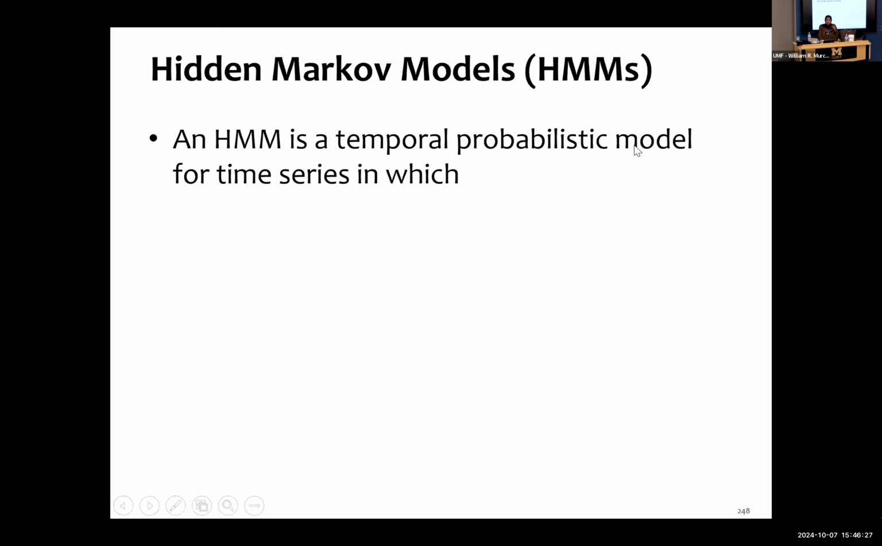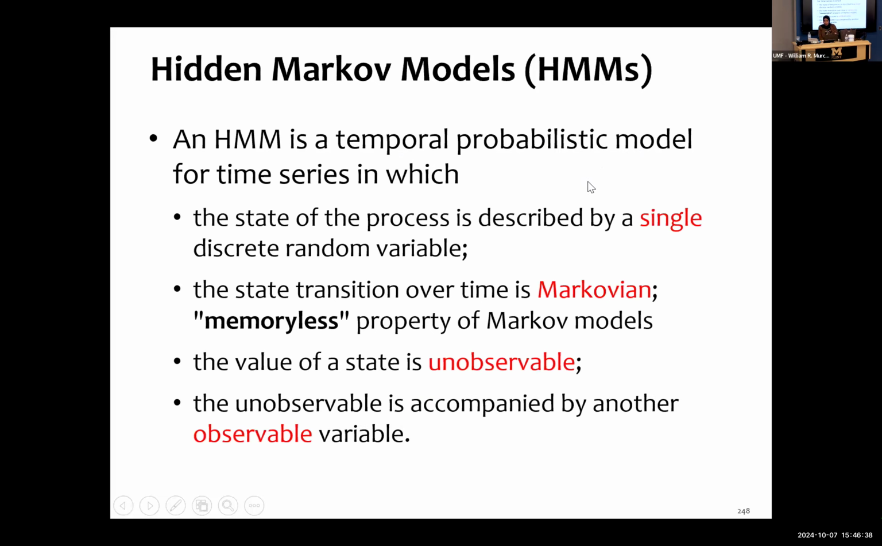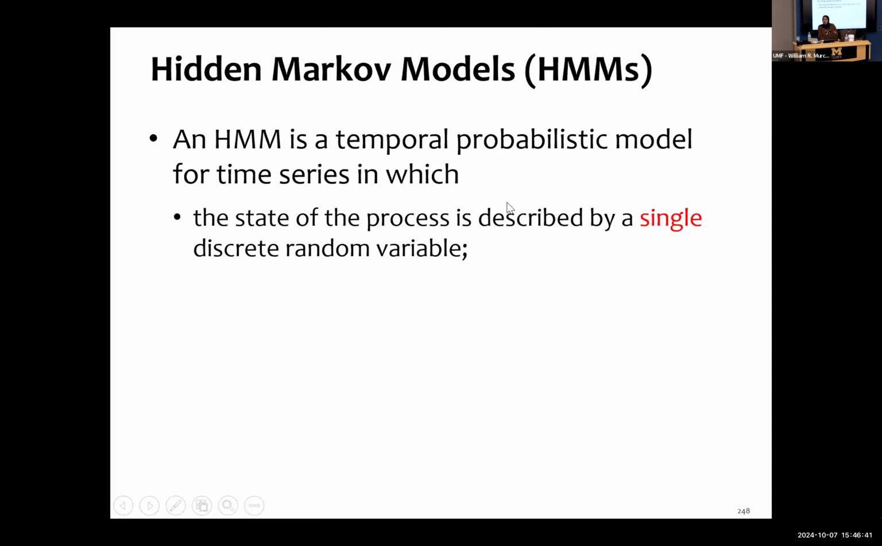But if we are modeling something using hidden Markov models, there is a set of rules. There must be four conditions. So let's treat them one by one. The first one is that the state of the process is described by a single discrete random variable. For example, I am going to describe only one thing at a time. If I'm talking about the weather, I'm going to consider whether it's raining or not. So this is a single random variable.